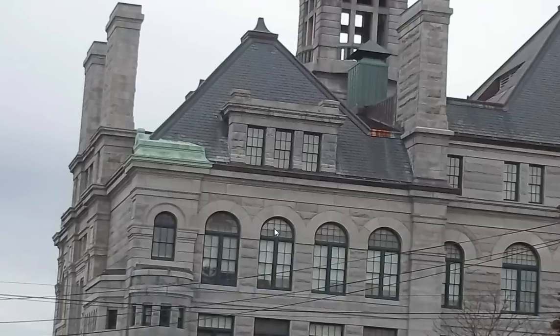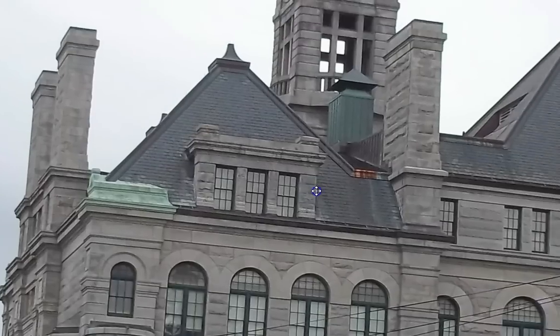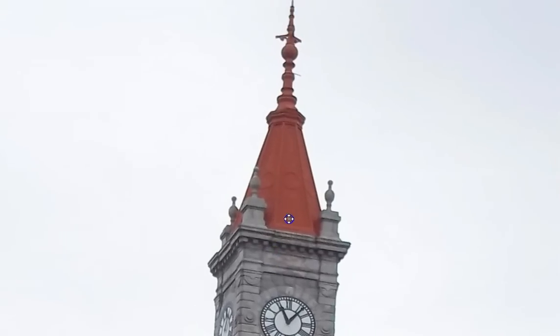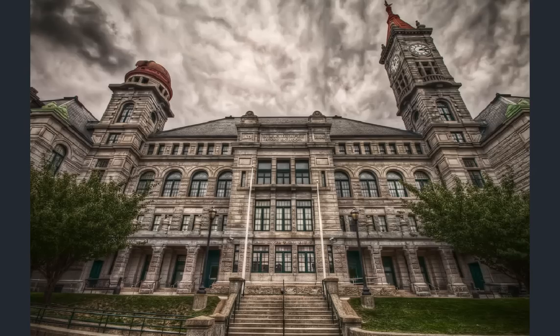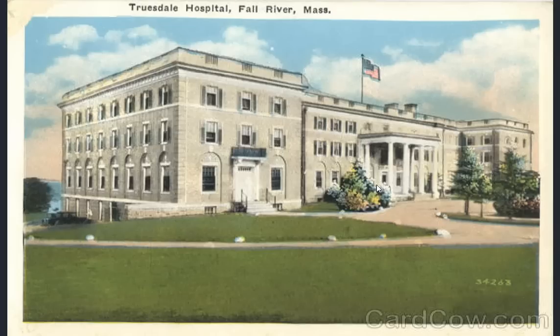And this should give you, again, a sense of the very high quality of construction going on here in 1886 in Fall River. And of course you know it was built in 1886 because they have the date right on the front of the school. No questions. Just believe it.